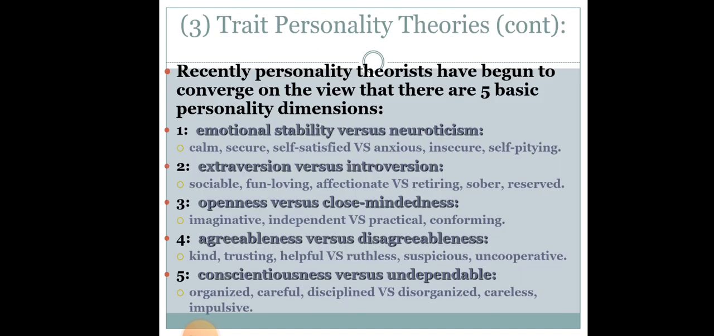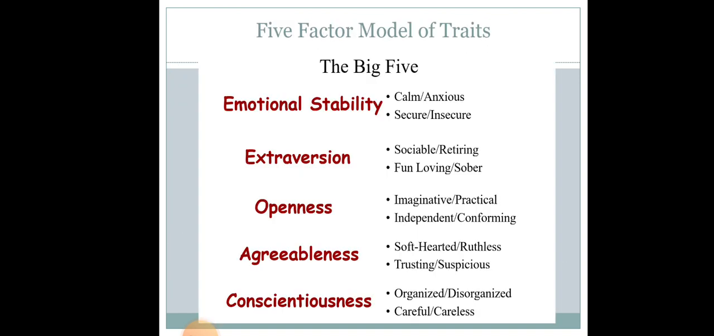We have here the Big Five factor model of traits: emotional stability, extraversion, openness, agreeableness, and conscientiousness. Okay. When I talk about emotional stability, it means I'm talking about whether I'm calm or anxious, this is important. If I'm secure or I feel insecure. Extraversion, I'm talking about sociable. I'm sociable or retiring. I'm fun-loving or sober.